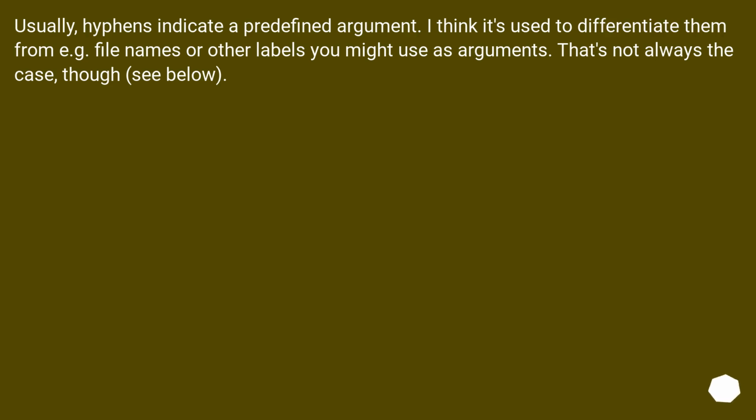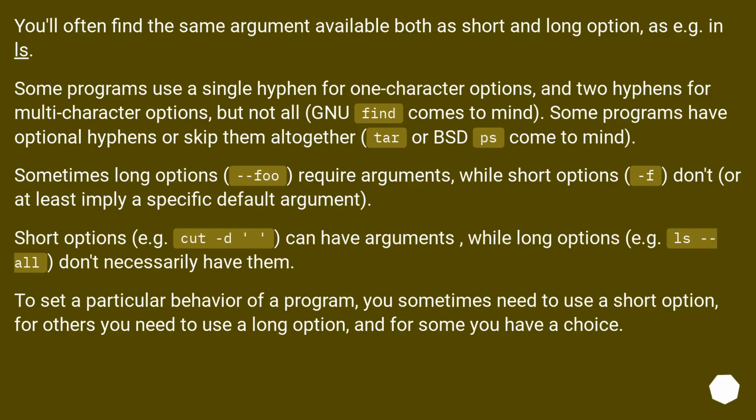Usually, hyphens indicate a predefined argument. I think it's used to differentiate them from, for example, file names or other labels you might use as arguments. That's not always the case, though. See below. You'll often find the same argument available both as short and long option, as for example in ls. Some programs use a single hyphen for one character options, and 2 hyphens for multi-character options, but not all. GNU find comes to mind. Some programs have optional hyphens or skip them altogether. tar or bsdps come to mind.